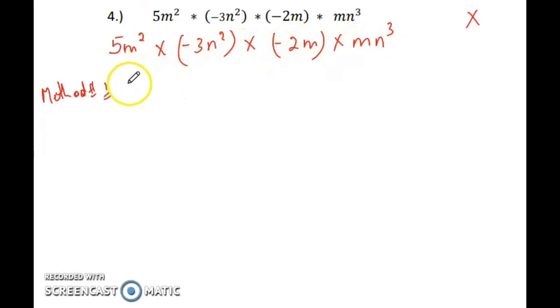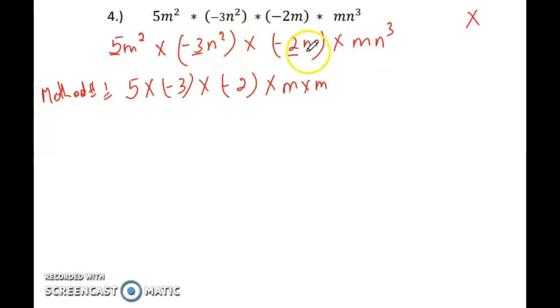So first what I'm going to do, I'm just going to write out the coefficients only, multiplying them. So it's 5 times the -3. So these are the coefficients. Let me underline them. Times -2. And then I'm going to go ahead and multiply the variables. So m to the 2nd would be m times m, and then I have another m, and then another one. And then I have n to the 2nd, that would be 2, and then n to the 3rd, that would be 1, 2, 3.